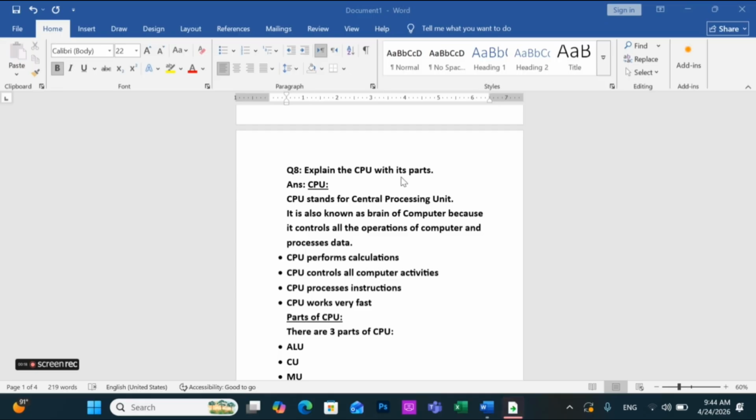First you have to write the CPU full form. CPU stands for Central Processing Unit and it is also known as the brain of the computer because it controls all the operations and tasks of the computer. There are some functions or characteristics of the CPU, that is, which tasks are performed by the CPU.